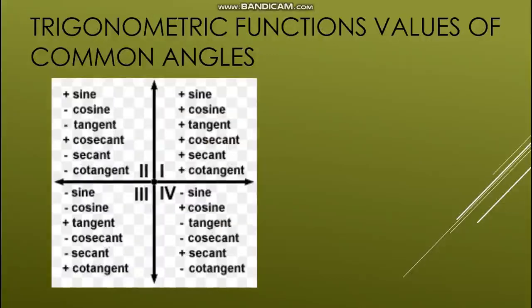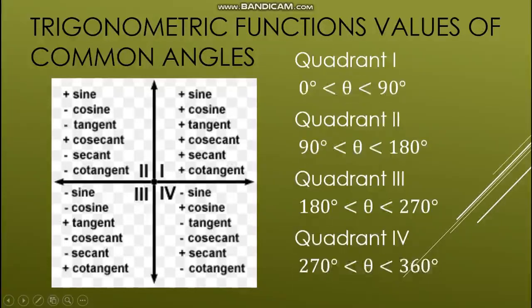Dapat alam natin yung signs of the six trigonometric functions sa iba't ibang quadrant. Sa first quadrant, all of the six trigonometric functions are positive. Sa second quadrant, only sine and cosecant are positive. Sa third quadrant, only tangent and cotangent are positive. For the fourth quadrant, only cosine and secant are positive.